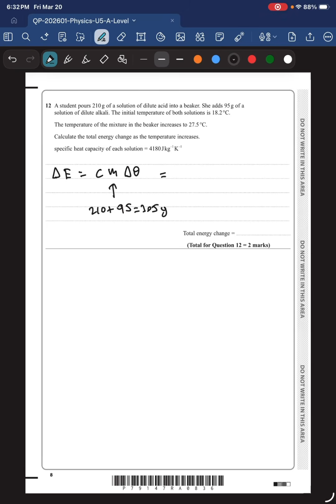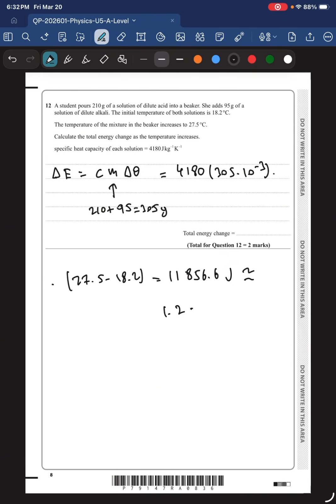So let's plug in. So C is 4,180, then mass is 305, but we have to multiply by 10 to the minus 3 to convert to kilograms. And then delta theta is, I'm going to come down here, 27.5 minus 18.2. So the result is 11,856.6 joules, or about 1.2 times 10 to the 4 joules.